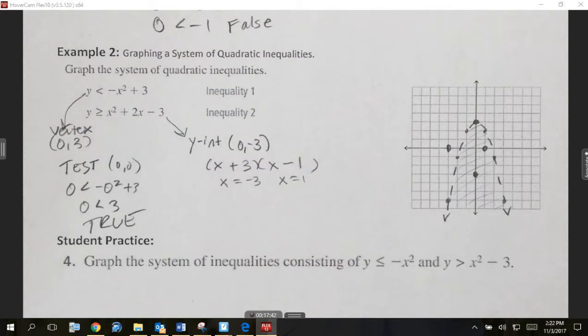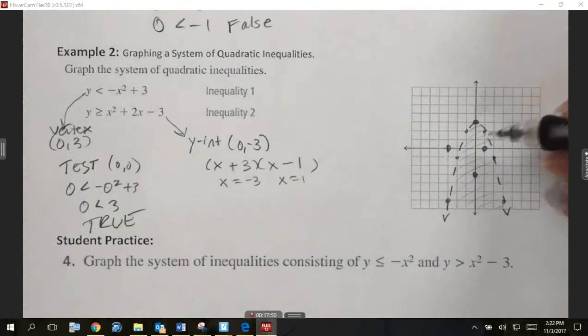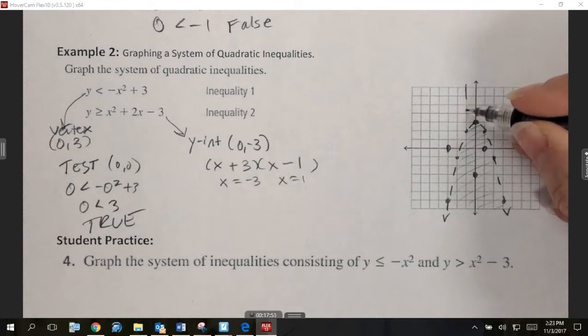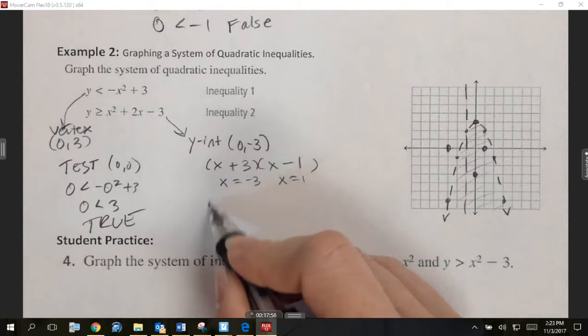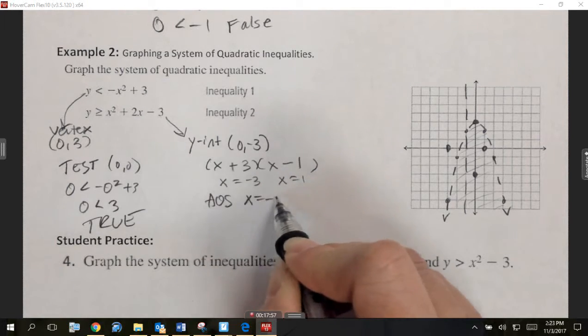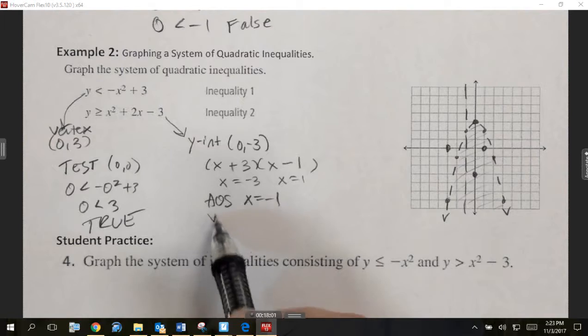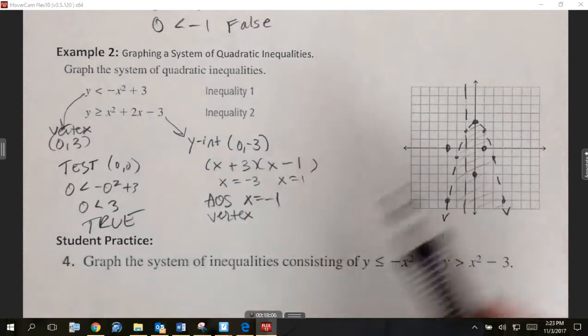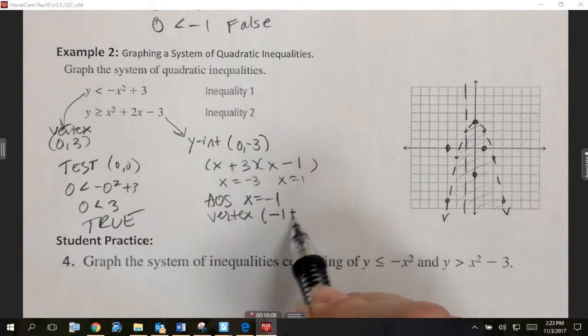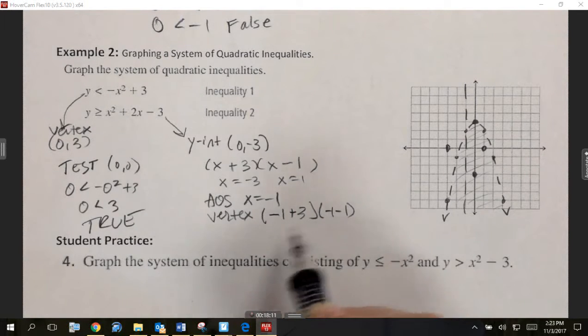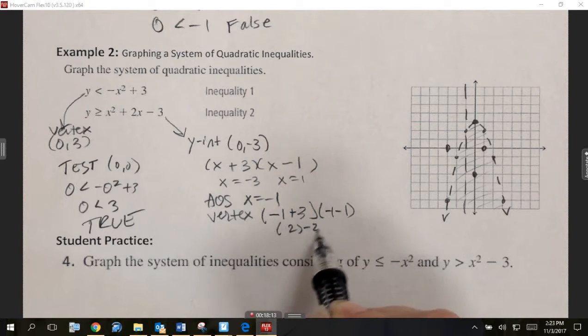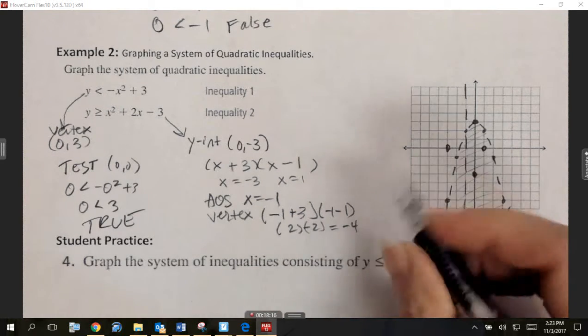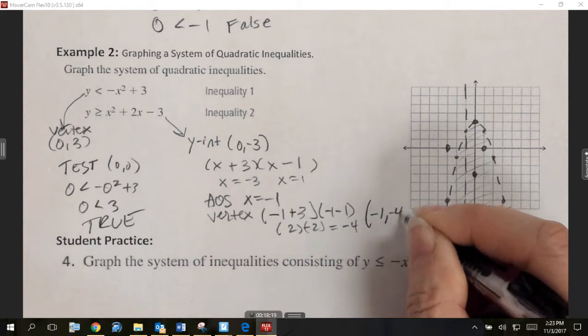And if I know my x-intercepts, then how do I find my axis of symmetry? Average them, so right in the middle, looks like it's going to be x equals negative 1. And to find my vertex, I'll plug in negative 1, and you can plug it into the original equation, you can plug it into the factored equation, it doesn't matter which one you plug it into. And I get negative 1, negative 4.